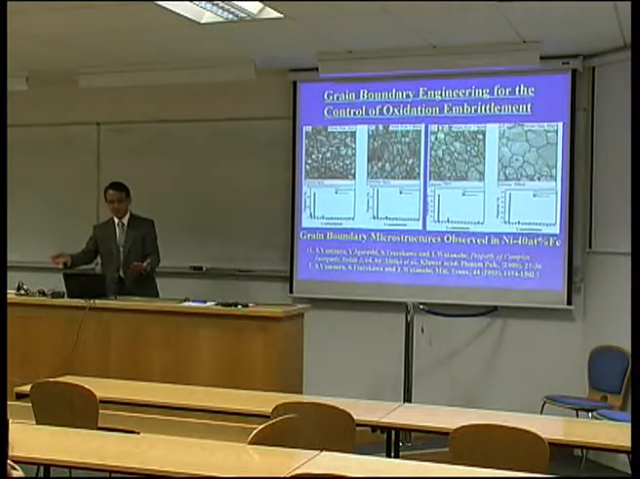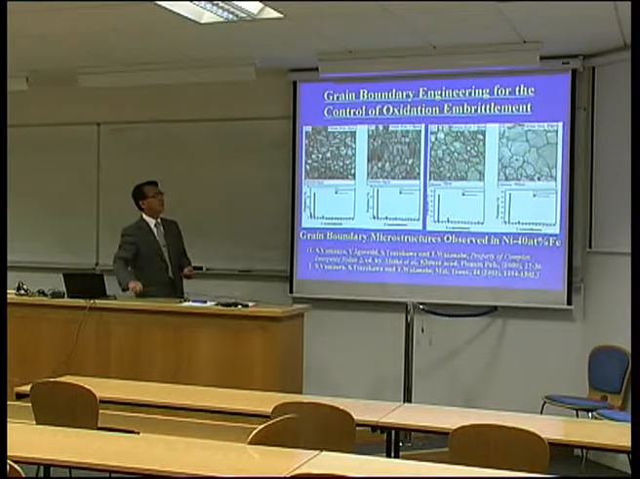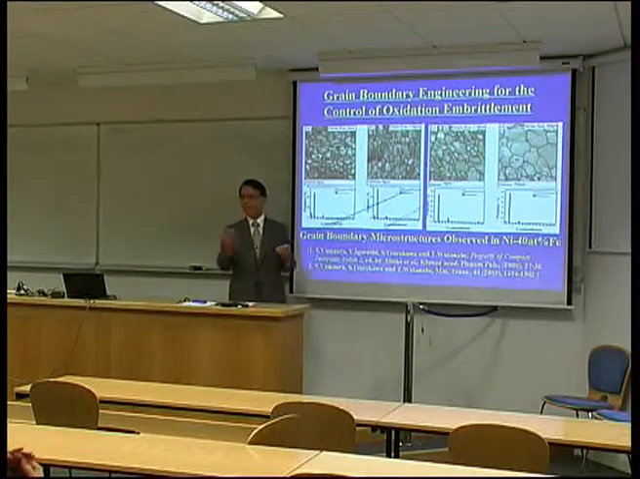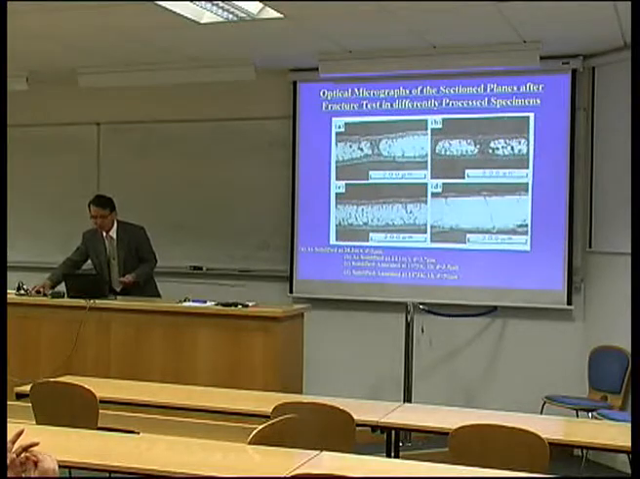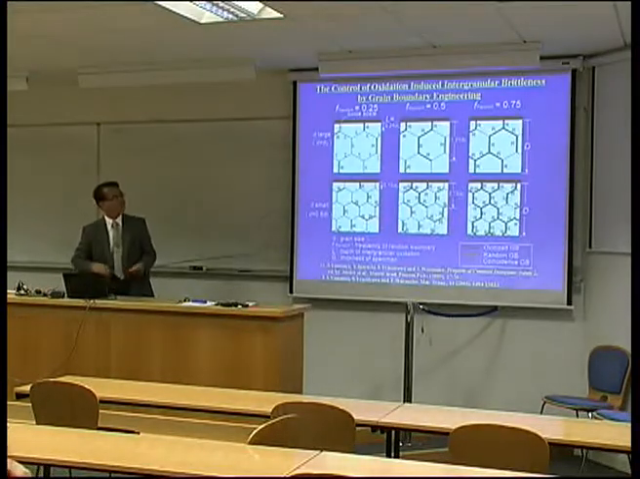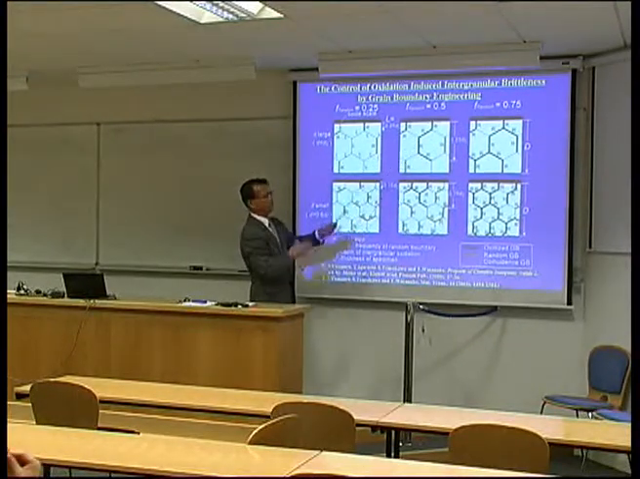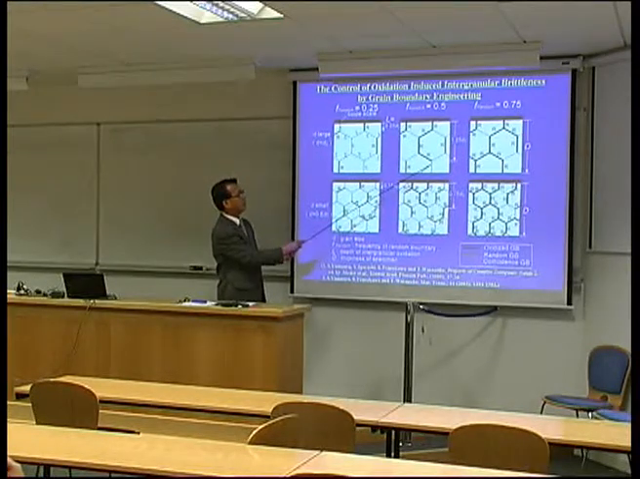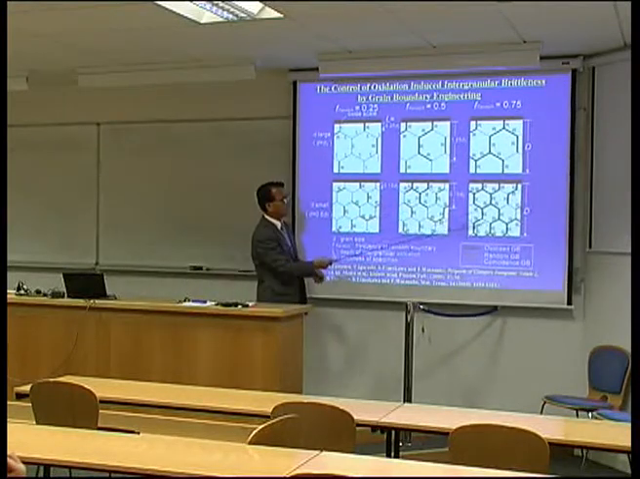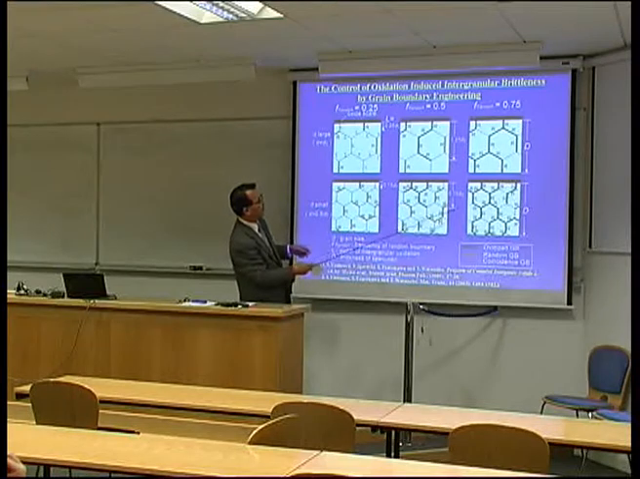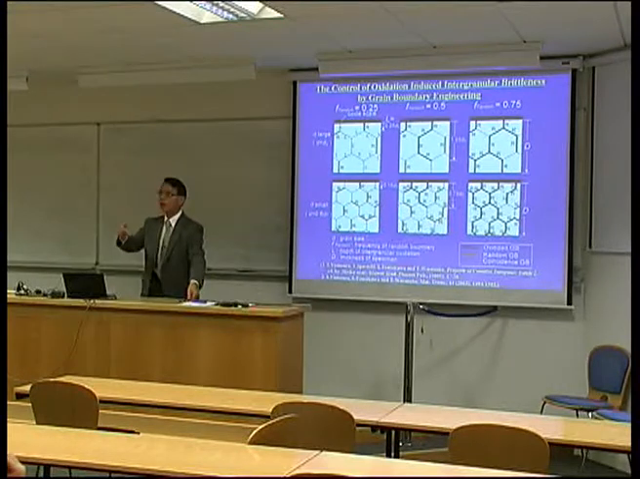There is intrinsic brittleness and also extrinsic brittleness, for example oxidation brittleness for high temperature material. But I do not have enough time, so I have to skip. Of course, if we control the weak boundary, reduce the percentage of weak boundary, and reduce the length of the path, we can control oxidation or stress corrosion.